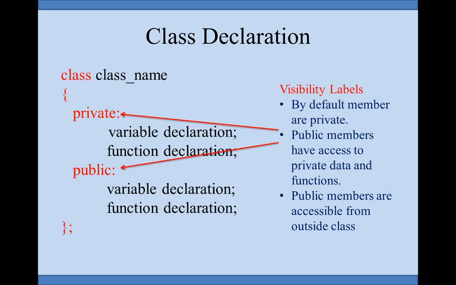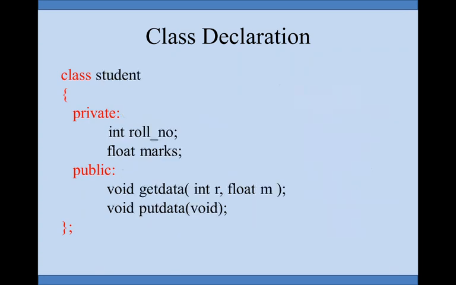So if I am not writing the private and public keywords, then what will happen? The assumption is that all the members which I am declaring are private. Public members have access to private data and functions. Public members are accessible from outside the class. These are the key points which you must remember.